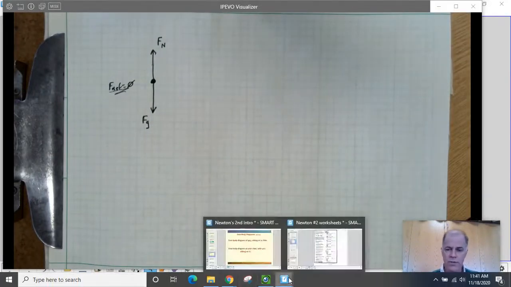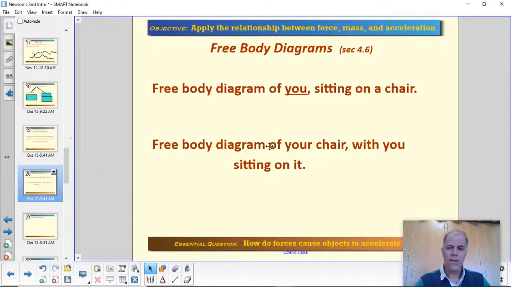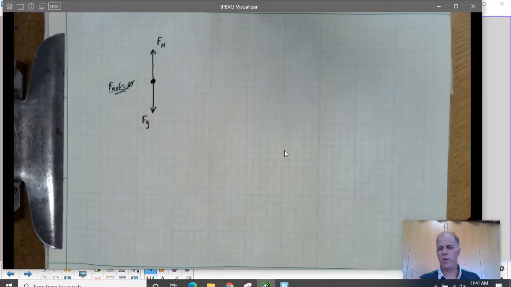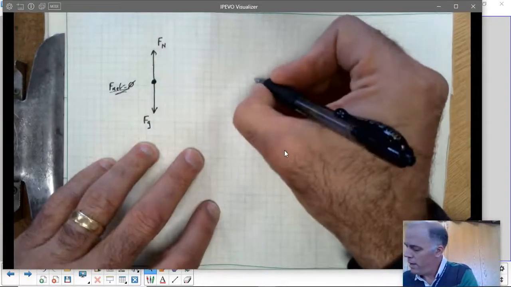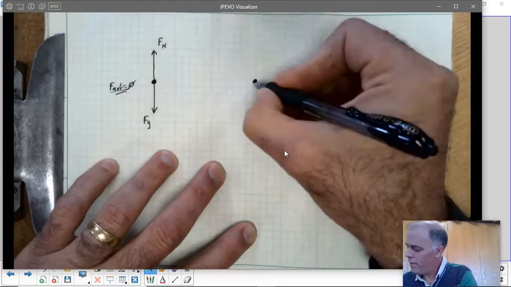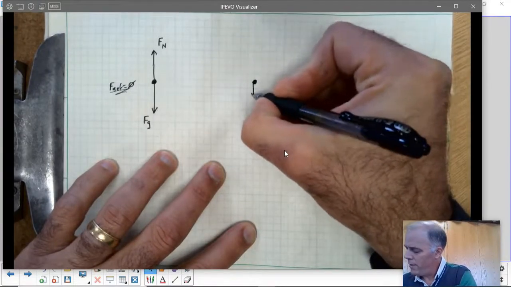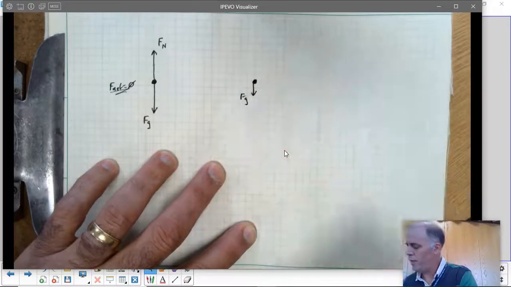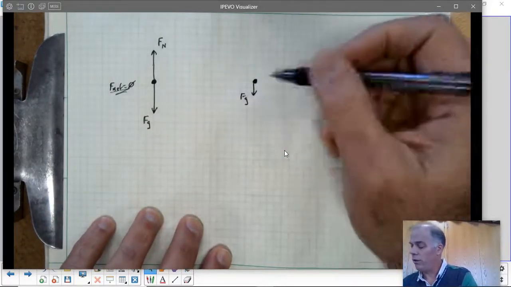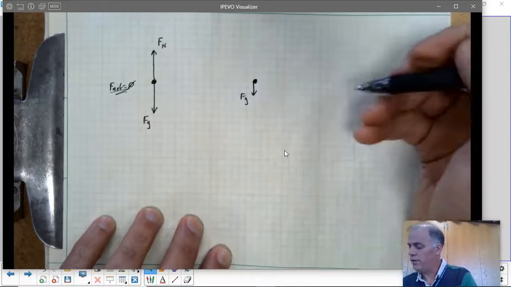Okay, now let's go back to another one here. How about a free body diagram of the chair with you sitting on it? If you want to try this, go ahead, but you don't have to. We're going to be doing a few of these where you can practice. So this is going to be the chair. Now the chair is represented by the dot. The chair itself has some weight. It doesn't have as much weight as you, presumably. It's a smaller chair, so its weight vector is smaller than yours was because the chair weighs less than you.